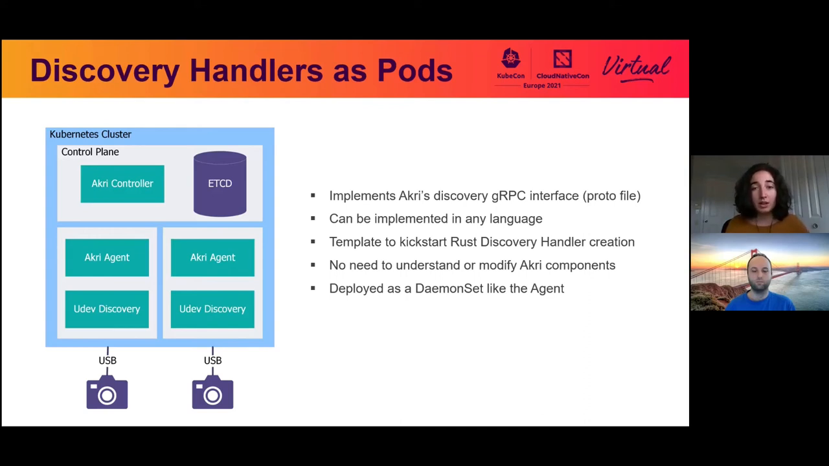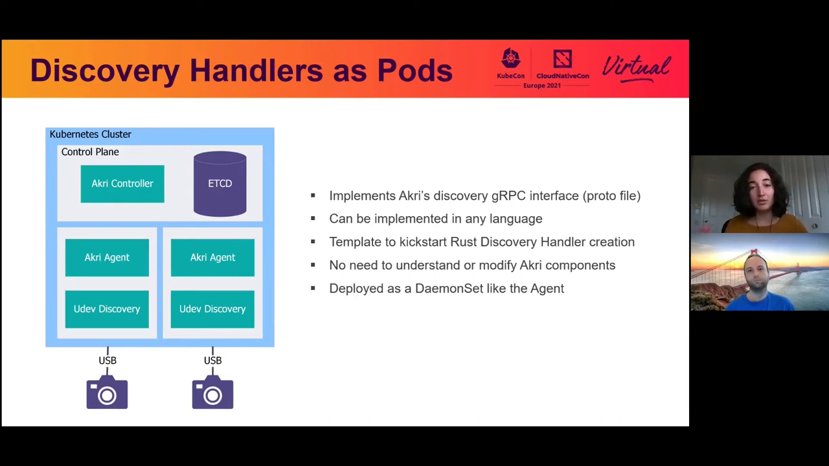Originally, these discovery handlers were embedded in the Akri agent, which meant that if you wanted to extend Akri to discover even more devices, you had to fork the agent and work within its code, which is all Rust, to include your discovery handler. This was also clearly inhibiting, and we heard that feedback from the community.